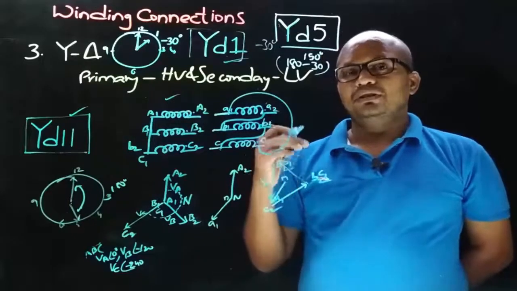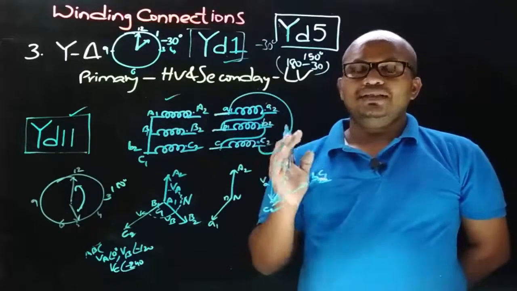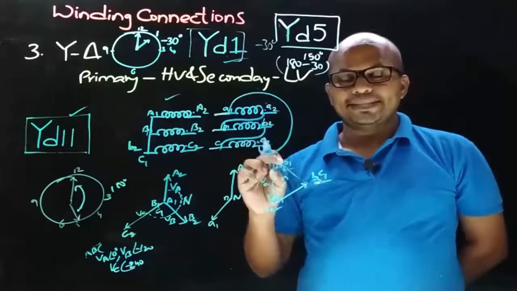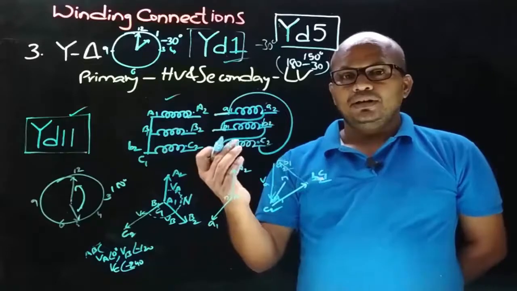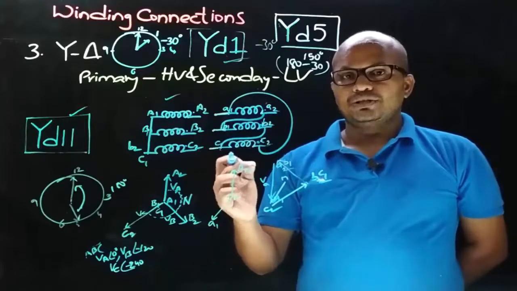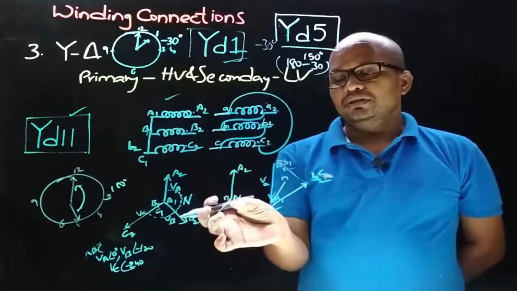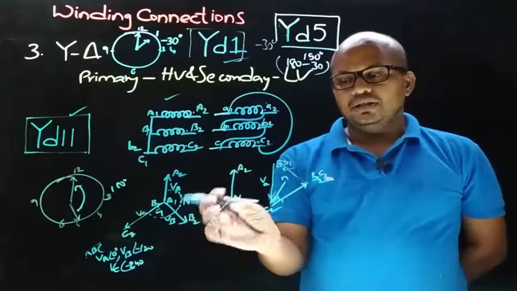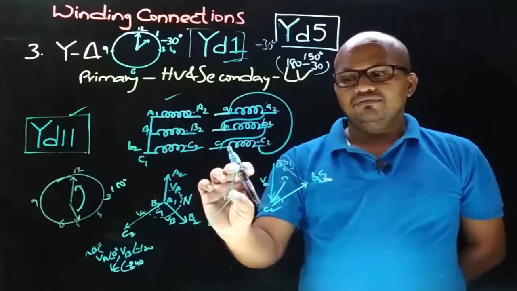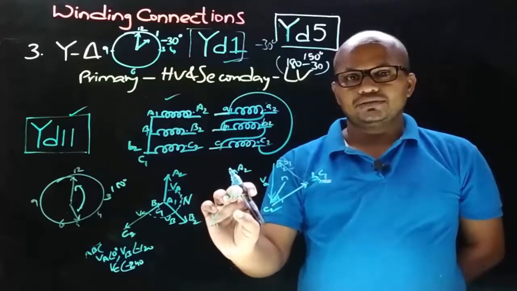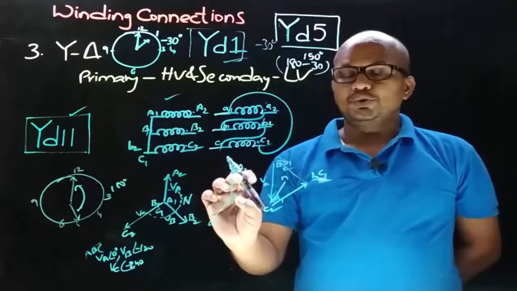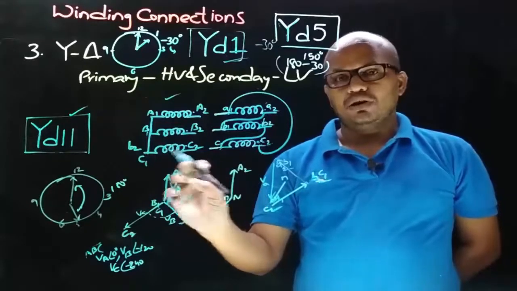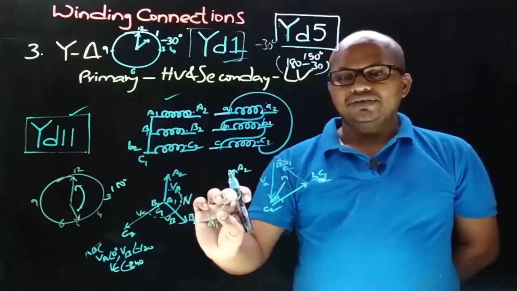In a vector group symbol, the numerical indicates the LV winding phase-to-neutral voltage phase displacement with respect to the HV winding phase-to-neutral voltage. So here this is the LV winding phase-to-neutral voltage, and this is the HV winding phase-to-neutral voltage.